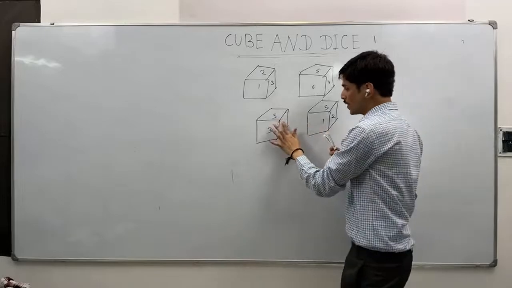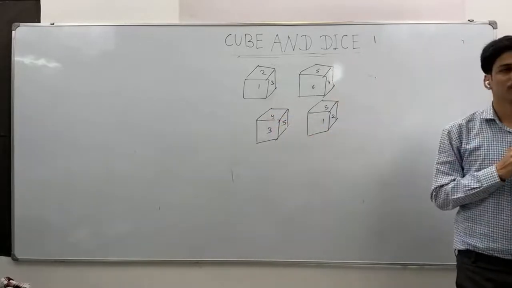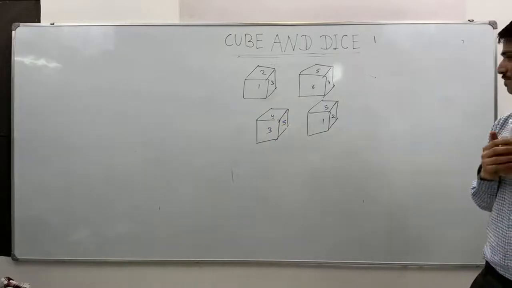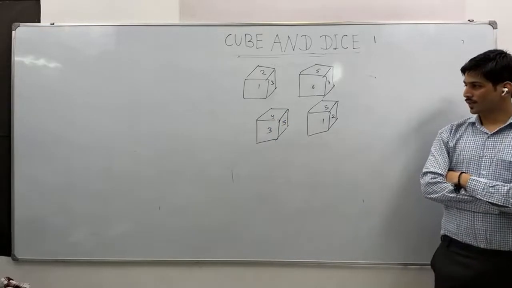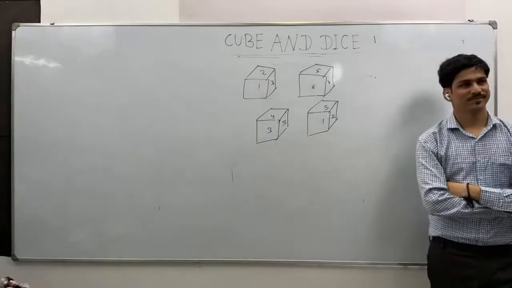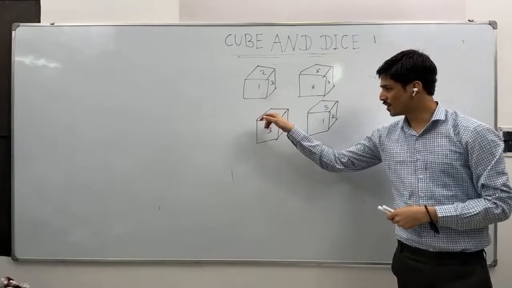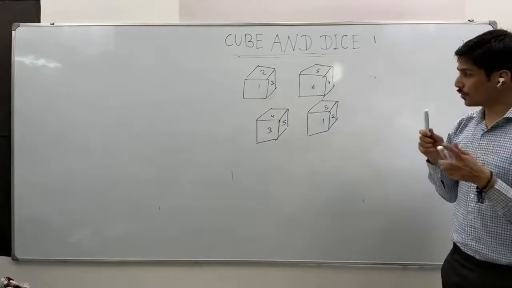But if I change 5 here and bring 4 here, now? Yeah. Again 6. No change. Opposite of 3? Opposite of 4? Okay, now we'll see the shortcut also. Now we'll see how we can solve.